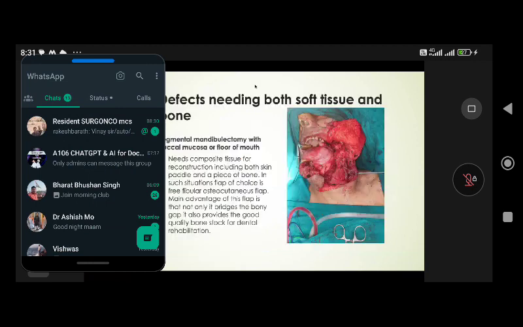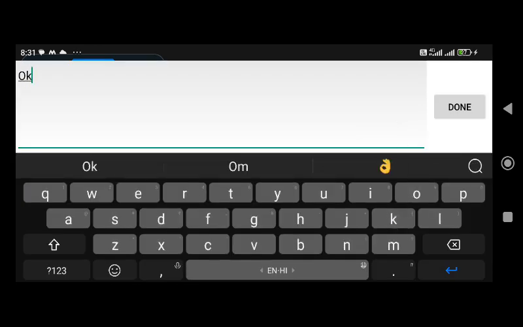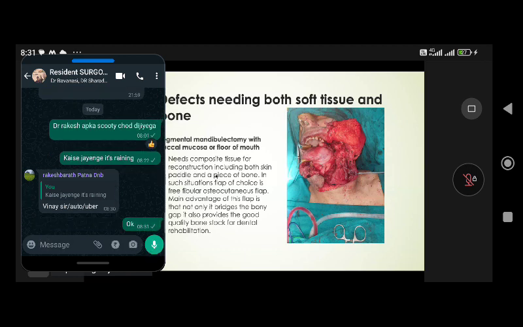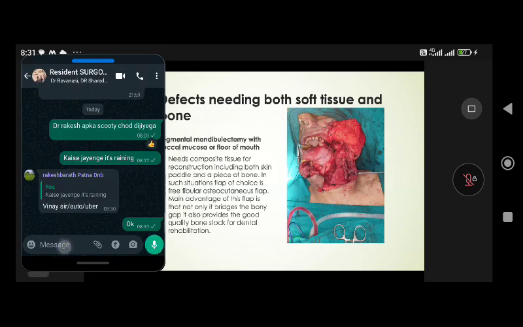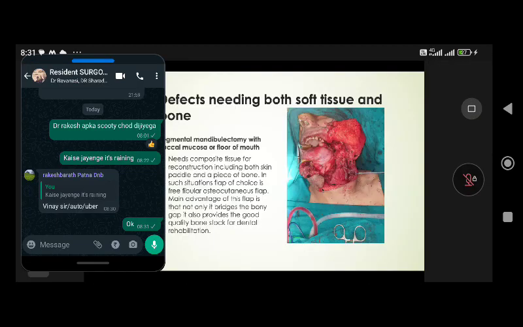Now, defect needing both soft tissue and bone. After segmental mandibulectomy with buccal mucosa or floor of mouth, we need composite tissue for reconstruction, including both a skin paddle and a piece of bone. In such a situation, the flap of choice is the free fibular osteocutaneous flap. The main advantage of this flap is that not only does it bridge the bony gap, it also provides good quality bone stock for dental rehabilitation.